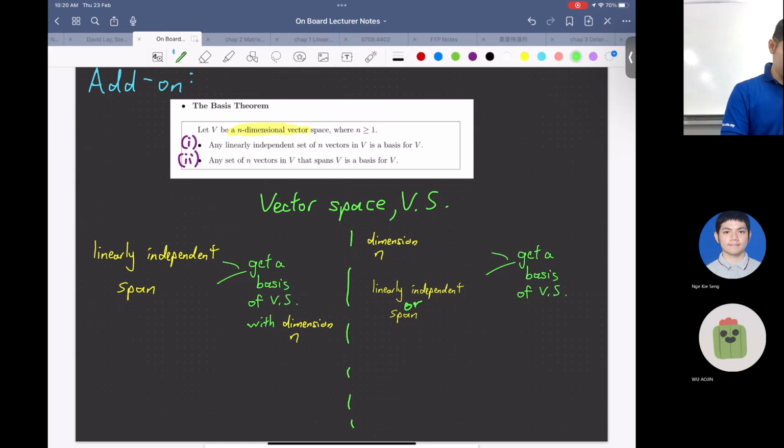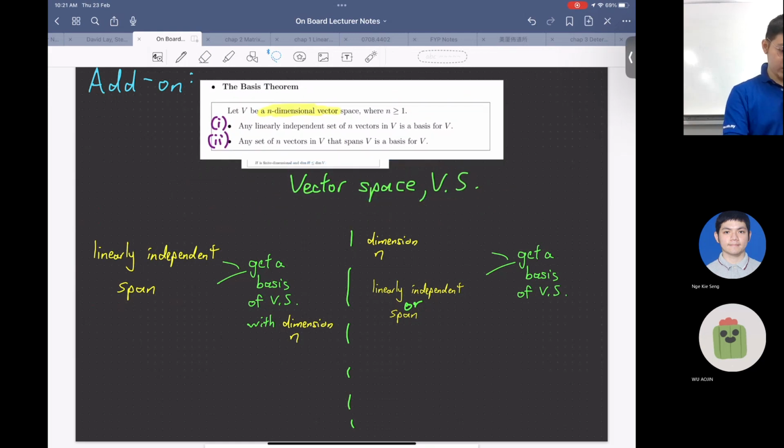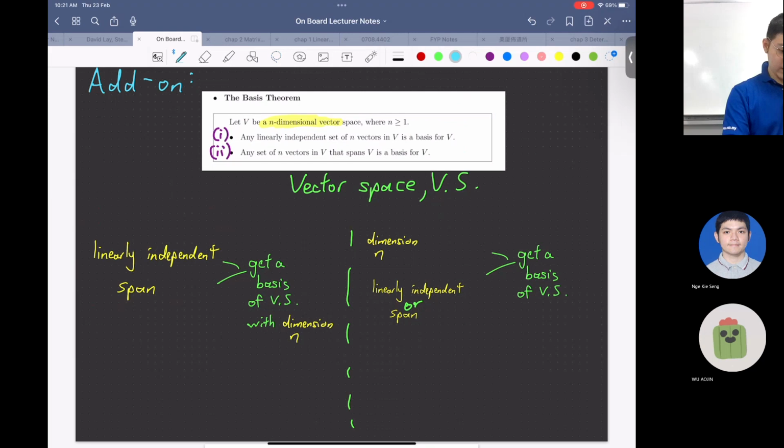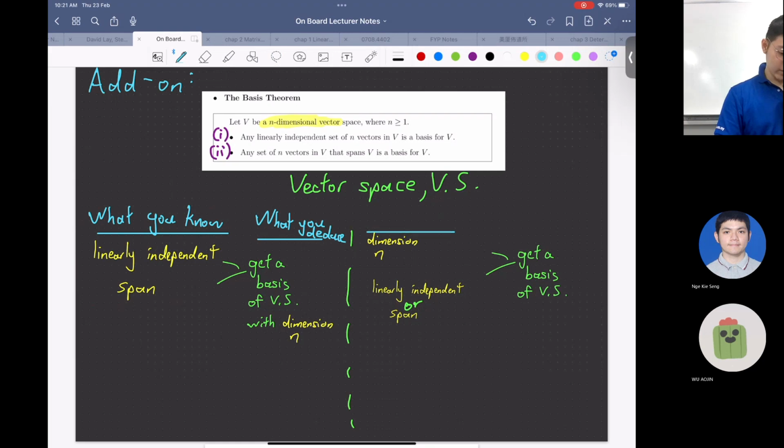So this side is what you deduce, and then this side is what you know.